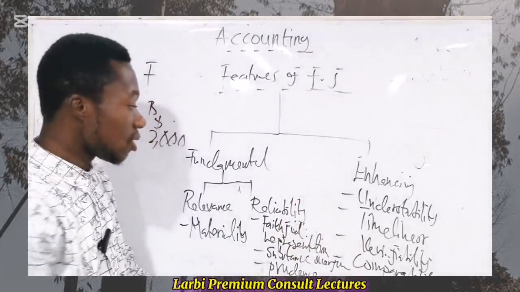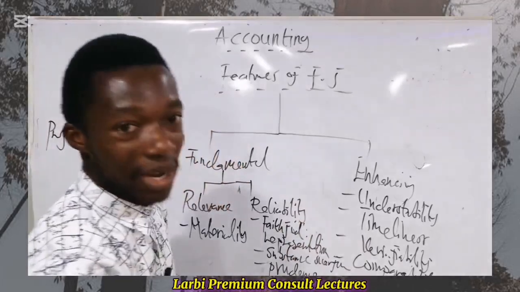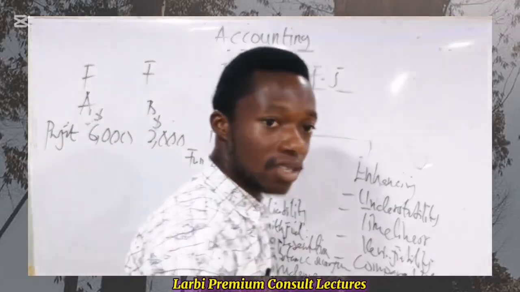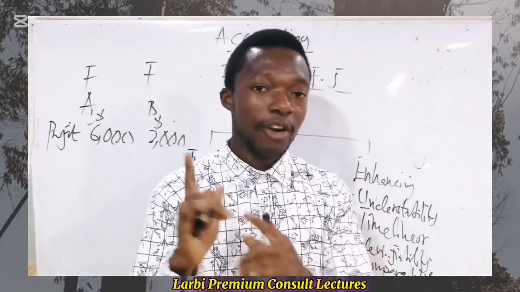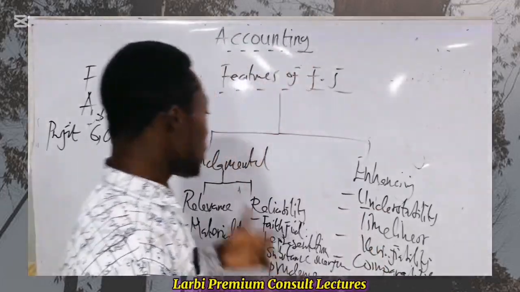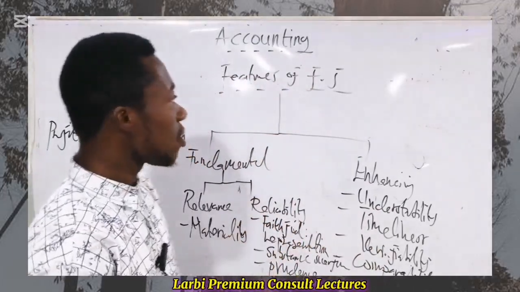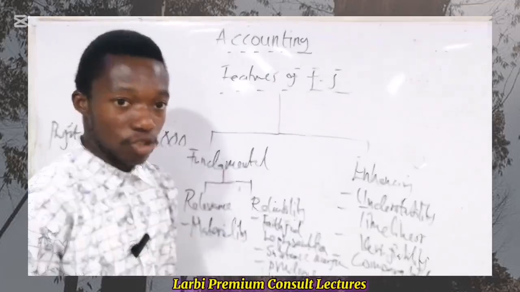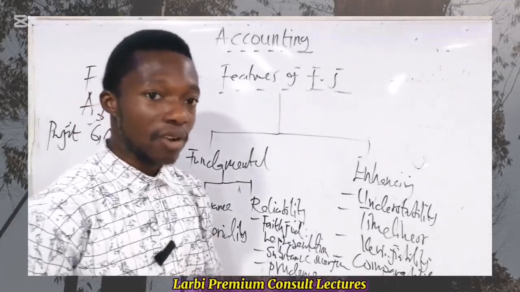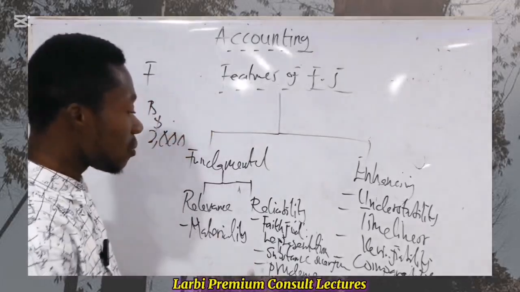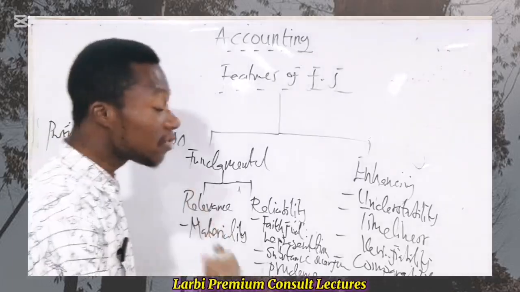Faithful representation, or reliability. If something is reliable, that means that we can depend on that information. So for something to be reliable, it's supposed to be accurate in the first place. Accuracy is key. So once it's accurate, that means we can depend on such information. And that's why we expect the financial statement to be what? Supposed to be reliable, supposed to be accurate, so that users of accounting information can depend on it. So that means that the information in the financial statement is supposed to be faithfully what?